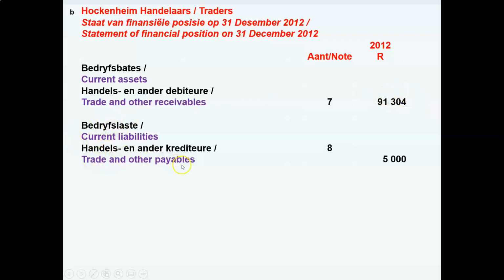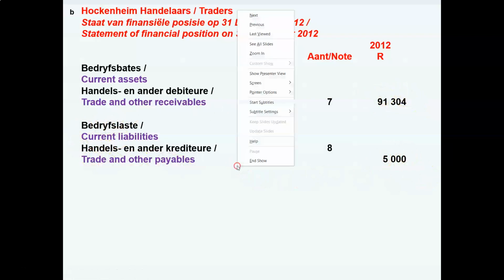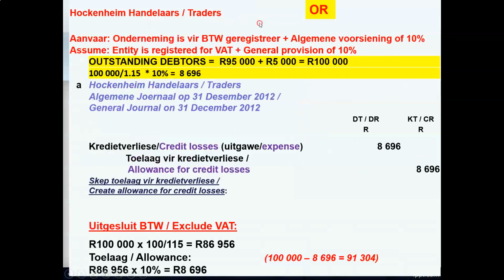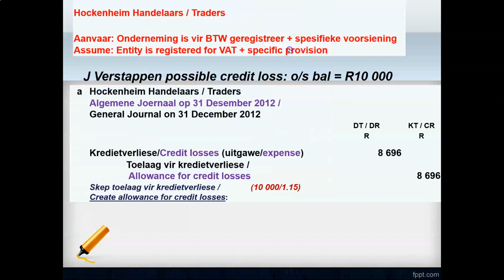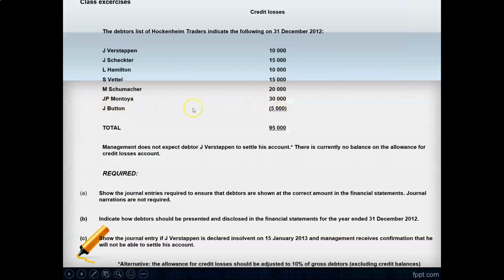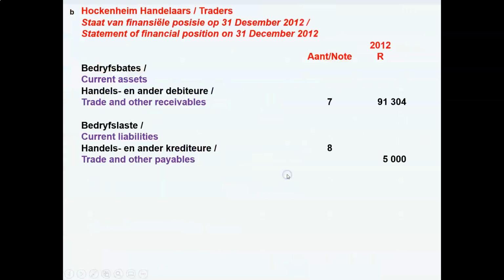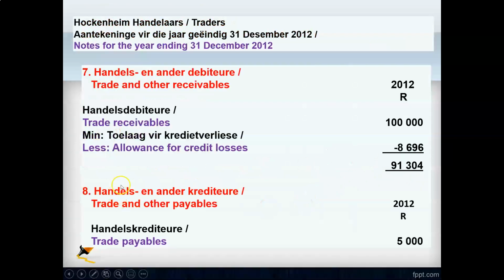Under current liabilities, trade and other payables, that 5,000 rand, guys, is the outstanding debt of Button. That credit balance that's lying there. There it is, Button, minus 5,000 rand. So that's a trade creditor, and that should be disclosed under current liabilities, trade and other payables, 5,000 rand, and then like you have a note for trade and other receivables, you will have a note for trade and other payables, that you will have trade payables, 5,000 rand.